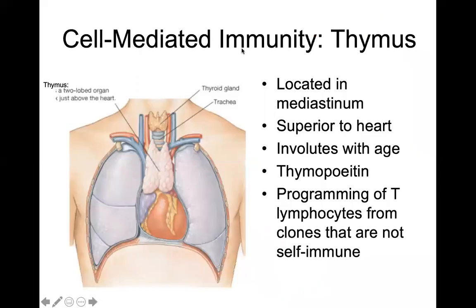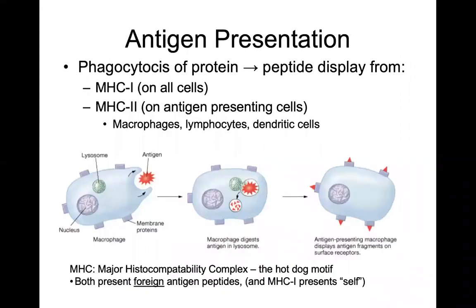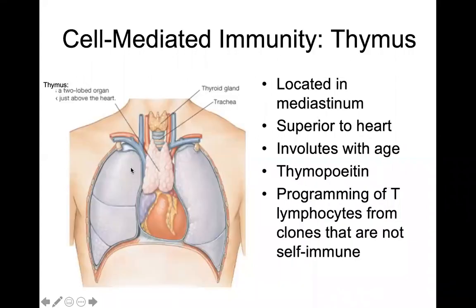So cell-mediated immunity, this is what the thymus does, so you think of T cells. You have 2 different types of T cells. You have helper T cells, known as CD4 plus cells, and then CD8 cells are cytotoxic T cells. So antigen presentation is important, but that's something else. So I'm going to stay here for just a second.